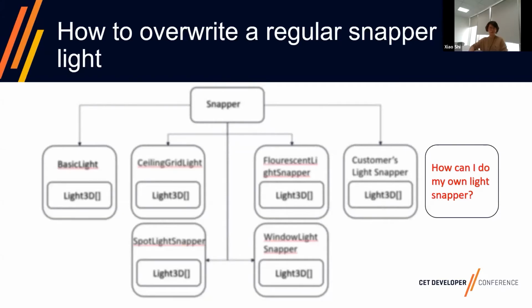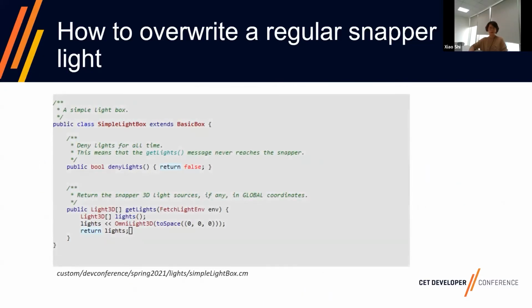So how do we turn a regular snapper into a light snapper? Simple as it is, I just need to override these two methods. One is called denyLights, and naturally you don't want to deny lights, so you return false. And then you just create some Light3D, pass it into a Light3D array, and return it. And actually this piece of code is in the conference Spring Lights code.